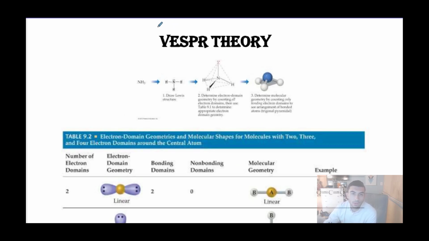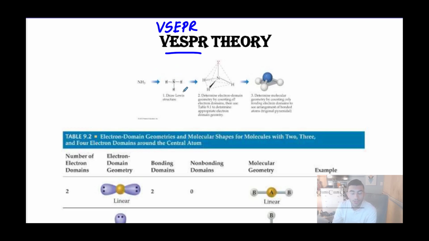VSEPR, or technically valence shell electron pair repulsion, but we pronounce it VSEPR. This theory is used to help us predict what the shape around a central atom will be. And that allows us to predict the shape of an overall molecule, or the multiple shapes that exist in larger molecules. So what we're seeing here is a formula for NH3.